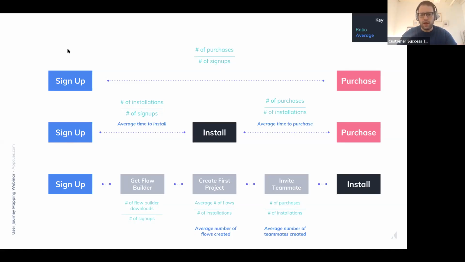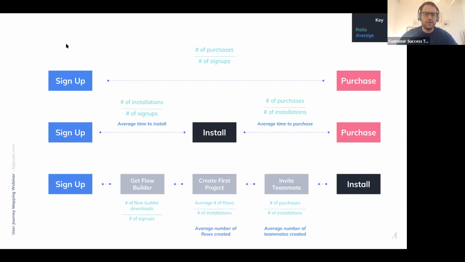Same thing goes with on the other side, number of purchases to number of installs. How long does it take someone to go from installation to purchase is an interesting metric to also watch. And then you can get into the minutia, right? So down to the bottom row, there's like get the flow builder.